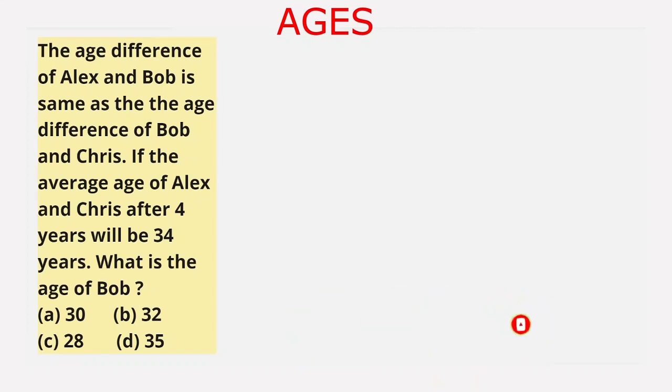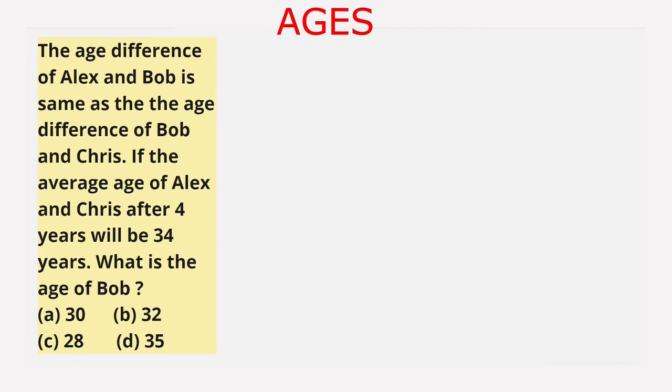This is a very easy question. You can solve it orally within 30 seconds. The average age of Alex and Krish after 4 years will be 34. So 2 times 34 will be the sum of their ages after 4 years. 34 times 2 is 68, and this is the sum of the ages of Alex and Krish after 4 years. So if we subtract 4 for Alex and 4 for Krish, the present age of Alex plus Krish is 60. 68 minus 8 is 60.